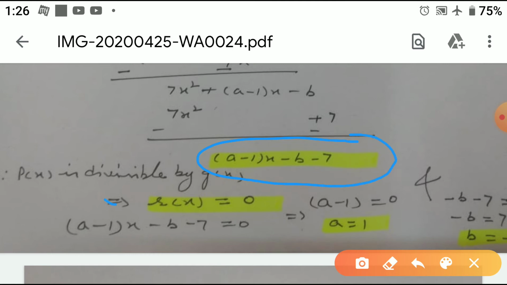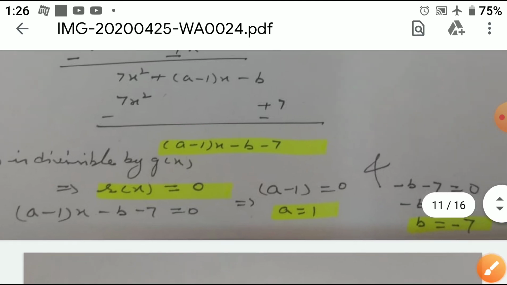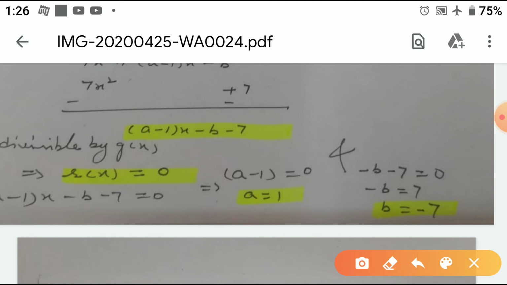But in the question p(x) is exactly divisible by g(x), so r(x) is 0. So this whole value is equal to 0. When individually a minus 1 into x is 0, right? It means x cannot be 0 here. So a minus 1 is equal to 0. If a minus 1 is equal to 0, the value of a is 1. And when the value of a is 1, this constant term should also be 0. Minus b minus 7 is equal to 0. So minus b is equal to 7 and b is equal to minus 7.